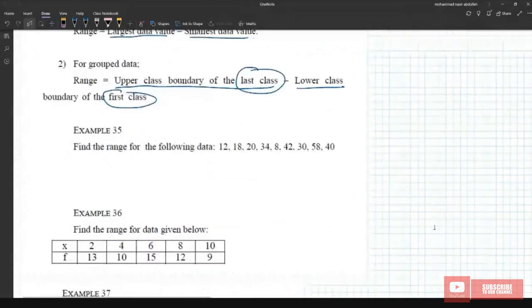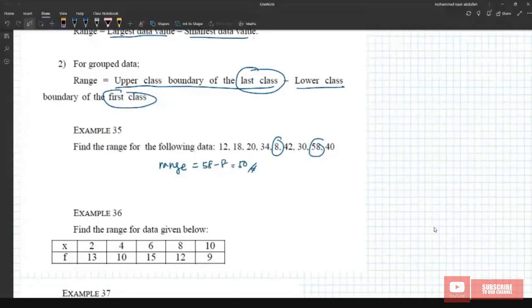Let's look at example number 35. This is ungrouped data. The smallest value is 8. The largest value is 58. So range is equal to 58 minus 8, equal to 50, right?